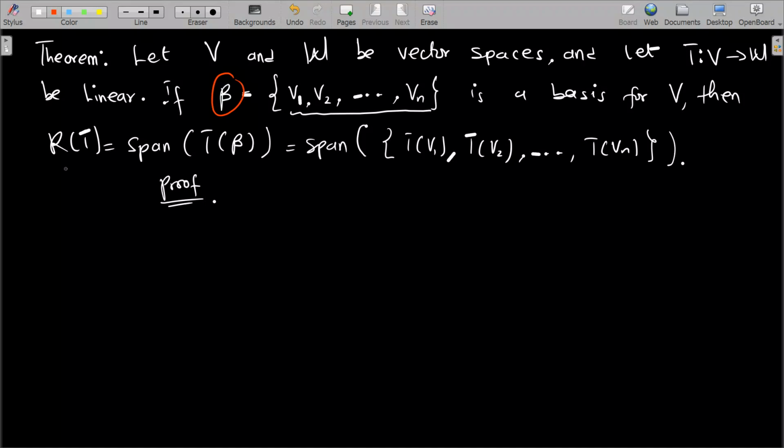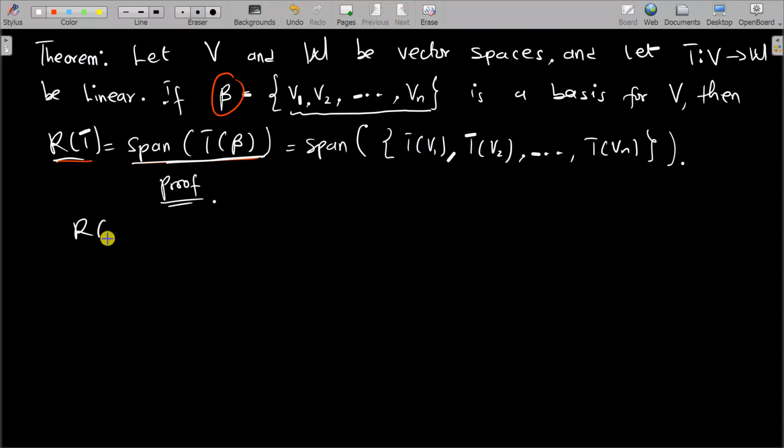Then R of T, this is also a set, is equal to the span of this. That is also a set. So what I'm going to do is that to prove this, we want to show that for any element in the R of T, that element also belongs to the span of T of beta, and then for any element in the span of T of beta, that element is also in the R of T. Now let's start with this. So we want to show this.